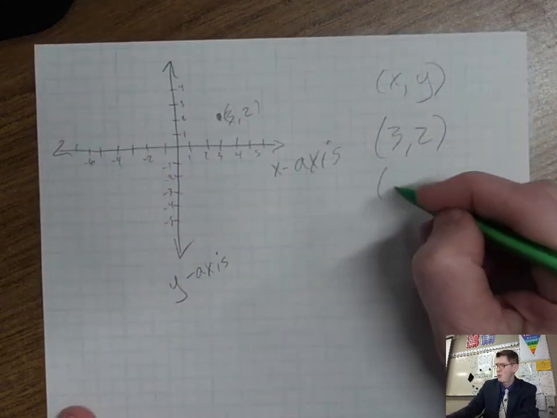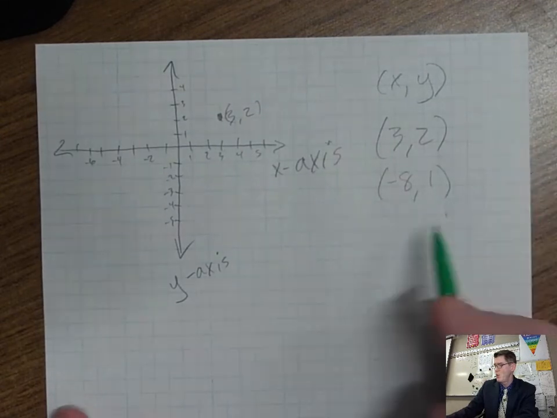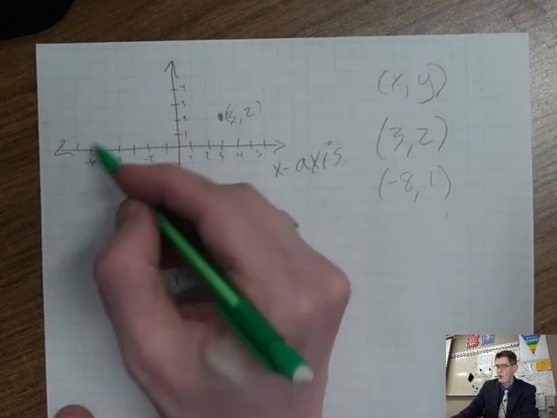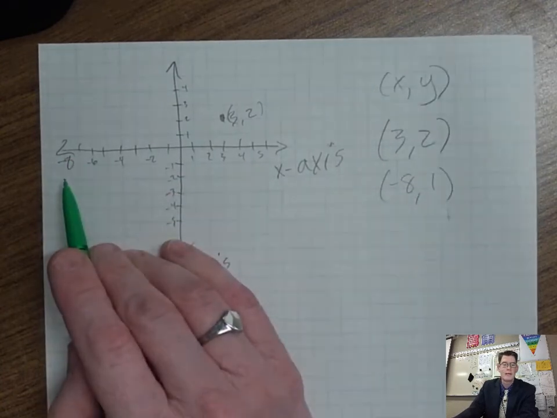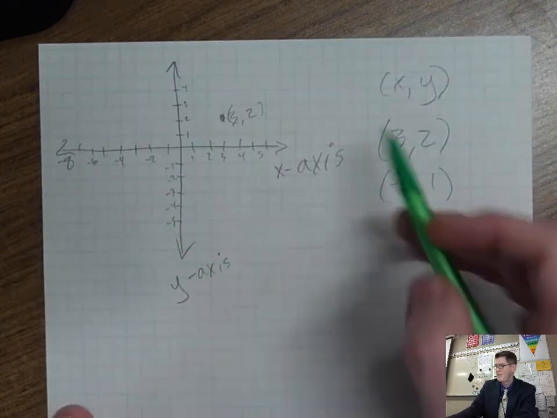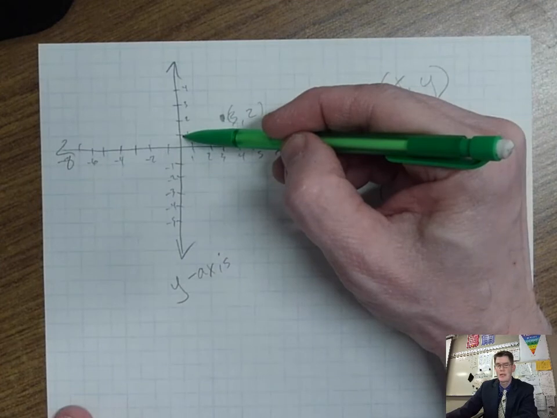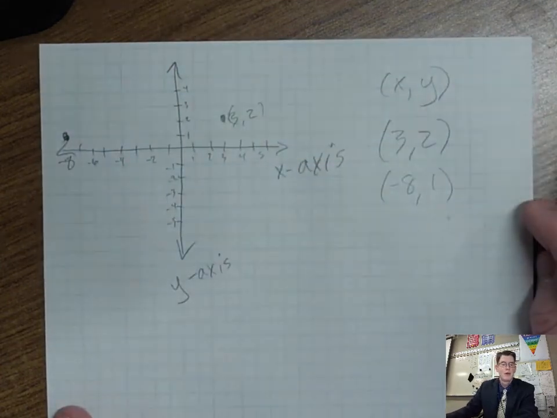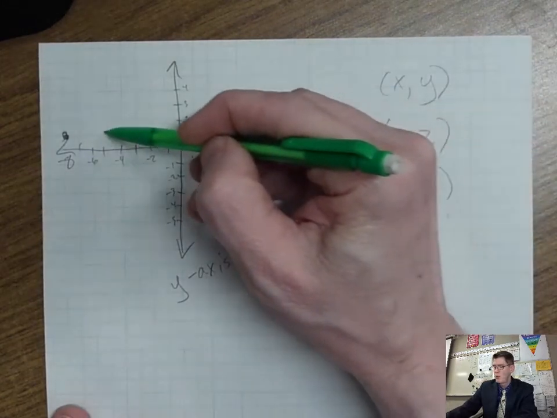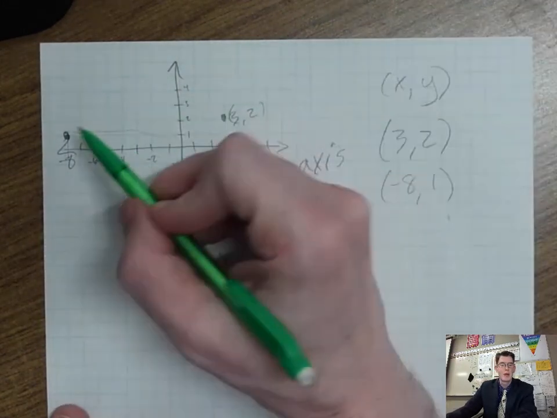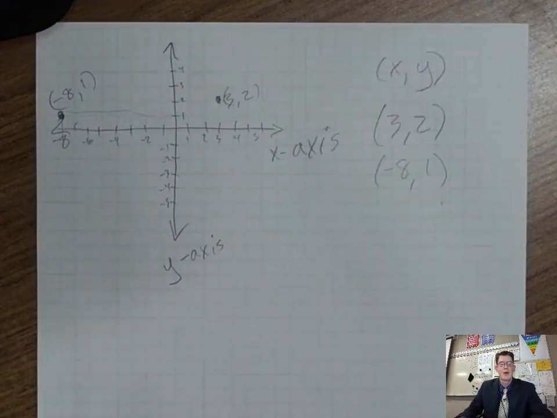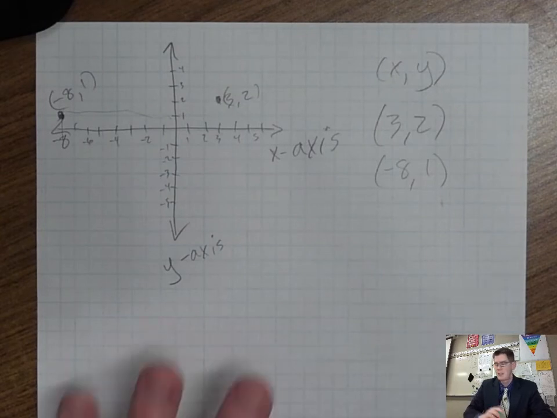What if I had the point (-8, 1)? Find -8 on the x-axis. Whoa, I'm coming all the way over here. -8 on the x-axis. And then I find 1 on the y-axis. That's right here. So -8 and 1, that's this point right there. You find where the points line up with those numbers on the number line. That's (-8, 1). So there we go. Just a quick synopsis of graphing.